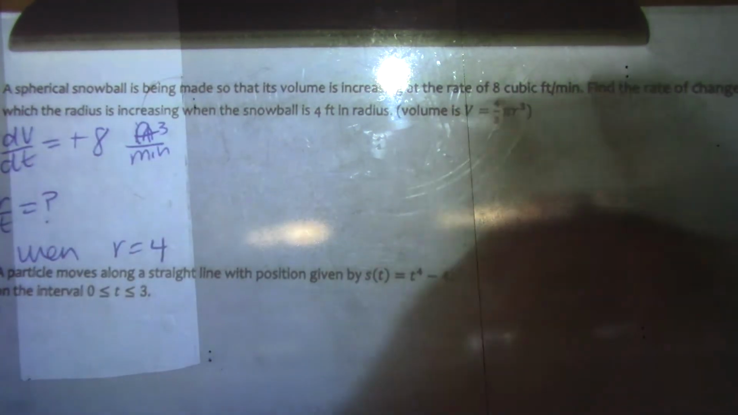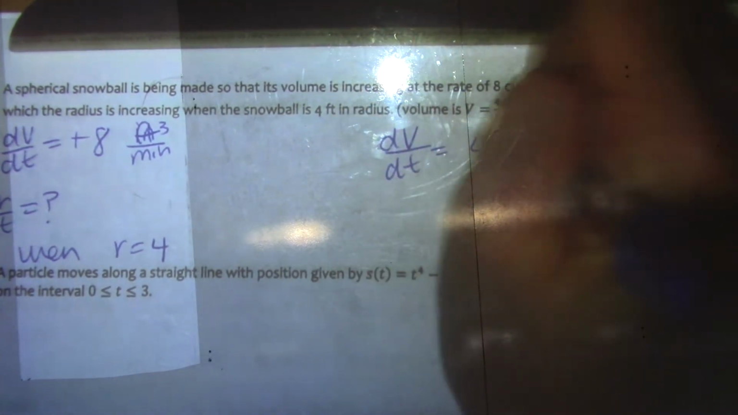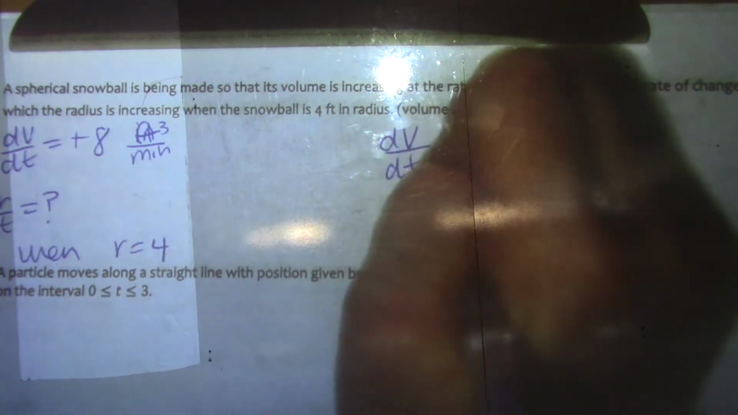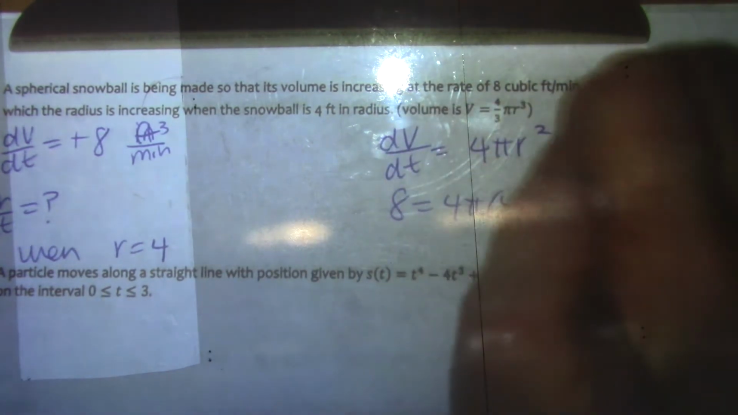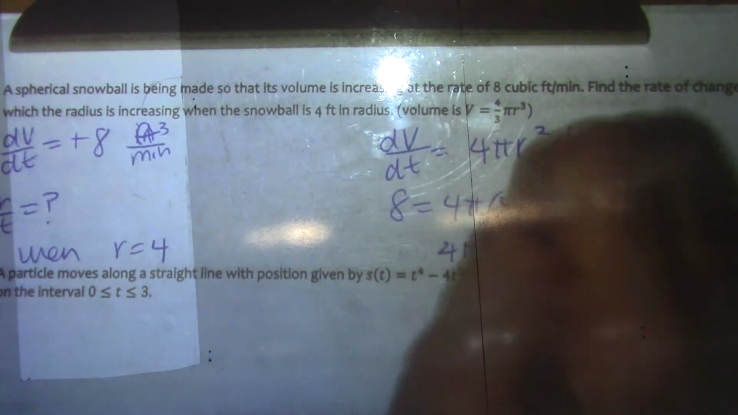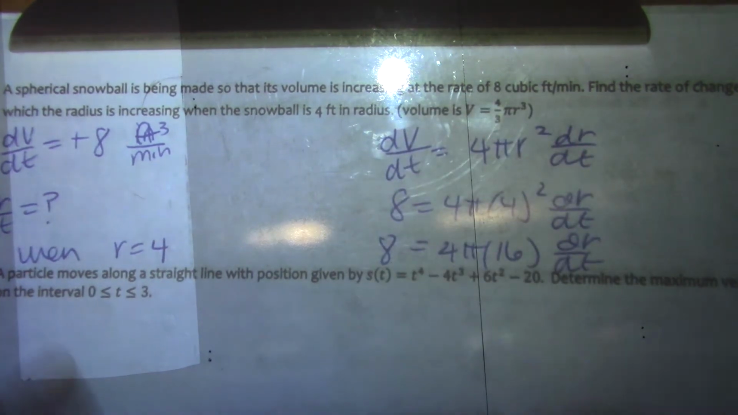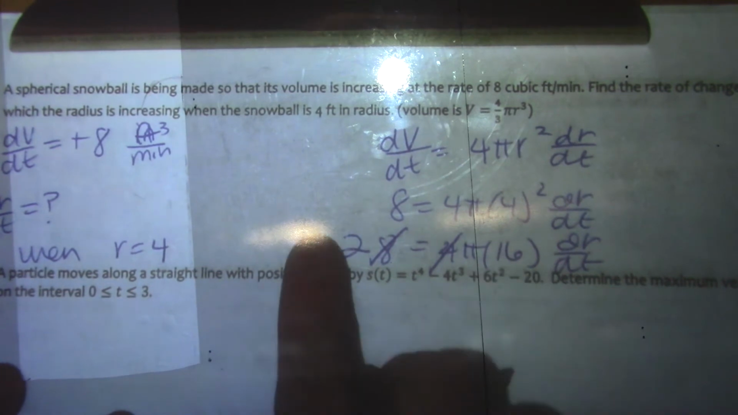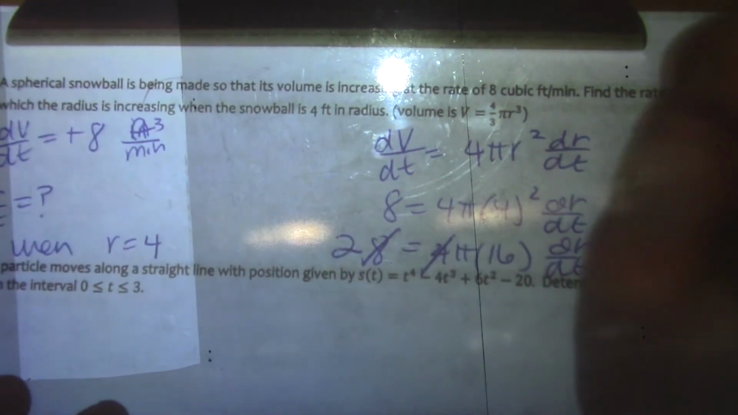This is my volume. I'm talking about related rates, so take the derivative with respect to time: 4 pi r squared dr/dt. This is 8 equals 4 pi 4 squared dr/dt, which is what I'm looking for. So that's 4 pi 16 dr/dt. I canceled this out and it became a 4, and then I divide over, so that becomes 1 over 8 pi.